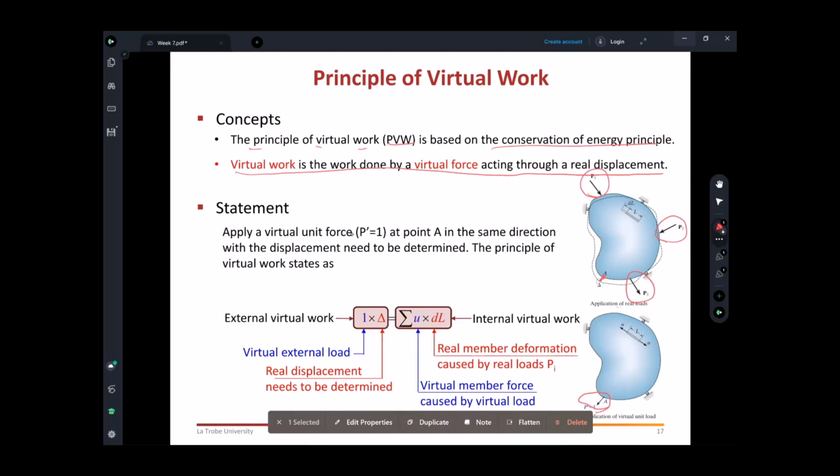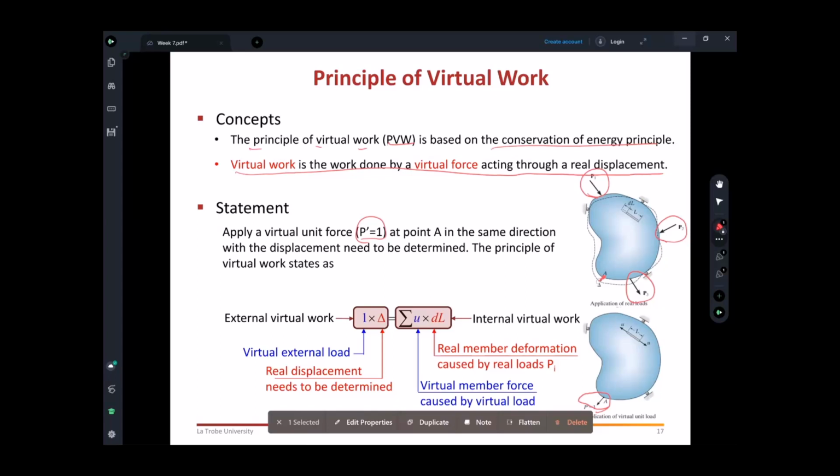Applying virtual force, as I mentioned, there is no rule that you need to apply only one unit load. You can apply 2, 3, 4, 5, but then you need to divide or multiply by this one. So we just generally ask students to put the 1, at a point in the same direction where the displacement needs to be found.